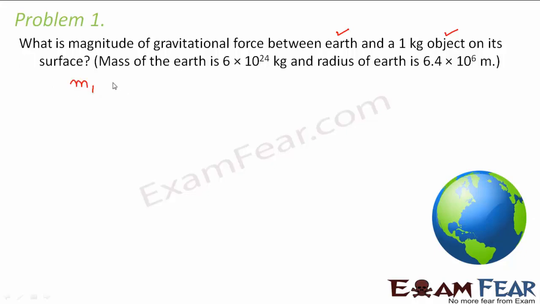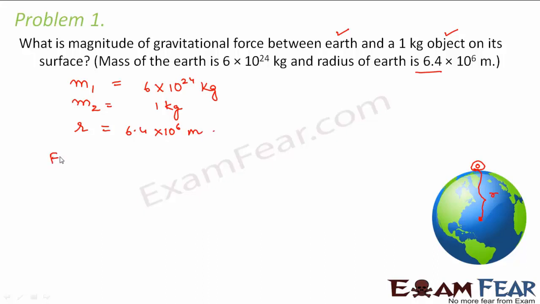Let us suppose M1 would be the mass of the Earth, which is 6 into 10 to the power 24 kg. What will be M2? M2 is the 1 kg object, and it says that the 1 kg object is lying on the surface of the Earth. So you have the object here, right? What is the distance between the object and the Earth? We always measure the distance from the center of the Earth. So the distance would be nothing but the radius of the Earth. And what is the radius of the Earth? It is given as 6.4 into 10 to the power 6 meters.